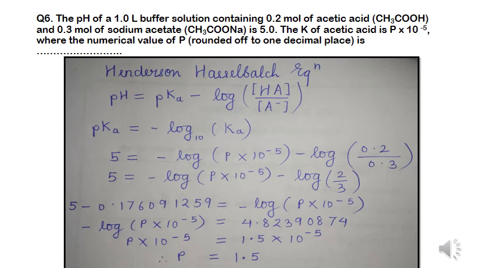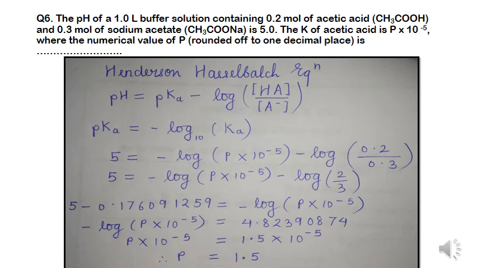Question 6. The pH of 1 liter buffer solution containing 0.2 mole of acetic acid and 0.3 mole of sodium acetate is 5. The Ka, that is the dissociation constant of acetic acid, is P into 10 raised to minus 5, where the numerical value of P is. So this is a straightforward equation. There's a little twist. You have to find out the value of P, and you have been given the dissociation constant in the form of P into 10 raised to minus 5. The pH of the solution is given, that is 5.